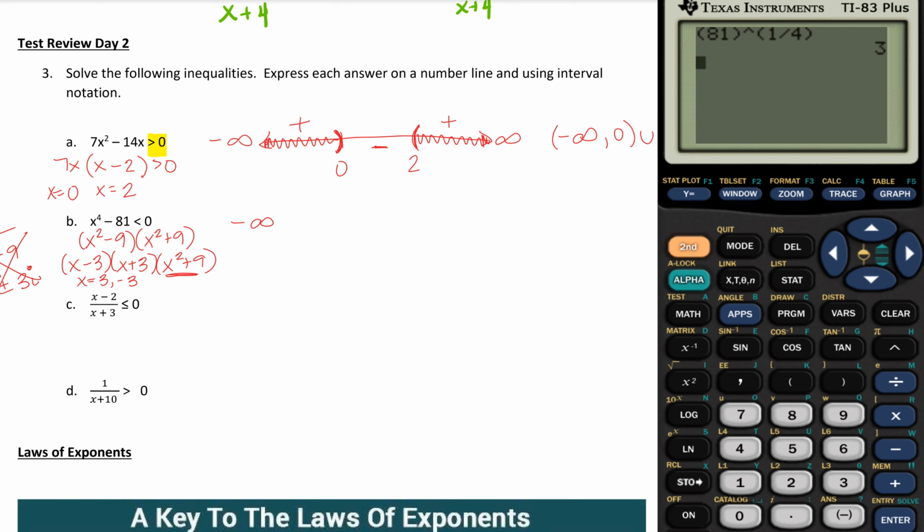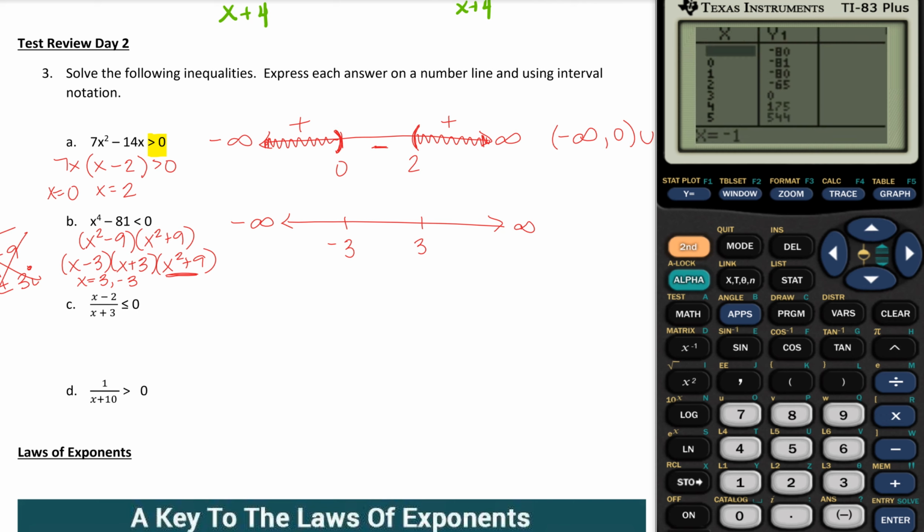So we have negative infinity. We're going to have our negative 3, 3, our infinity side. Again, I'm going to go into y equals, I'm going to put x to the power of 4 minus 81.